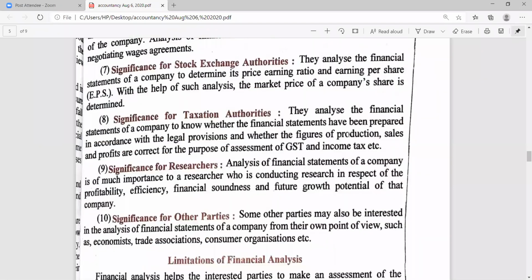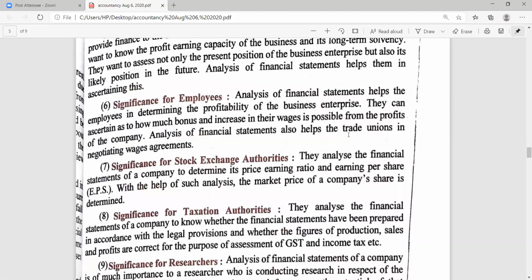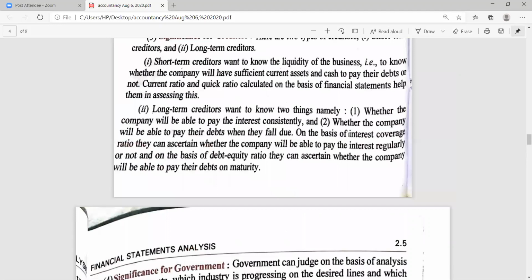Significance for other parties. Some other parties may also be interested in the analysis of financial statements of a company from their own point of view, such as economists, trade associations, as well as consumer organizations. All these are interested in financial statement analysis. So financial statement analysis is significant not only for a single party or user, it is significant for all the users, whether it is management, creditors, government, financial institutions, employees, stock exchange authorities, taxation authorities, researchers, and other parties as well.